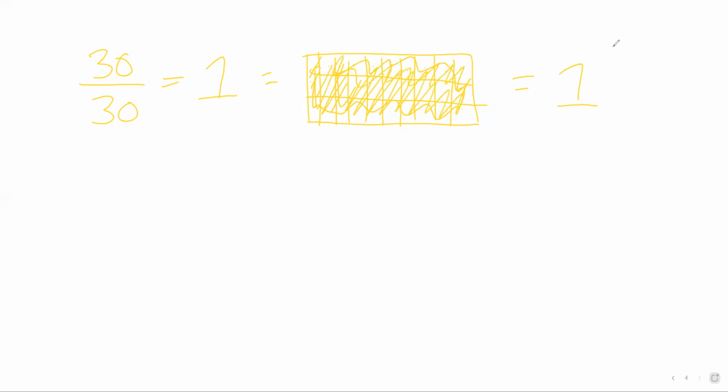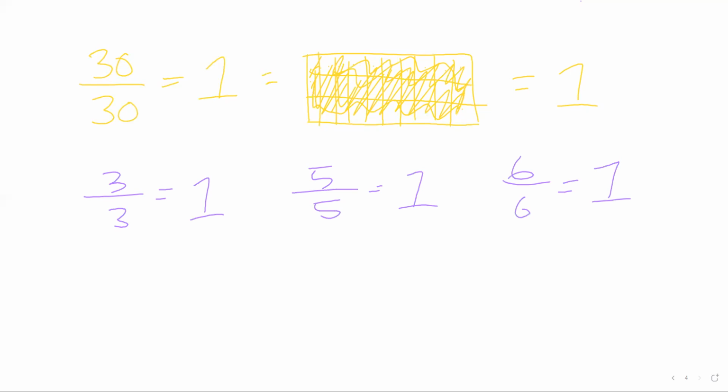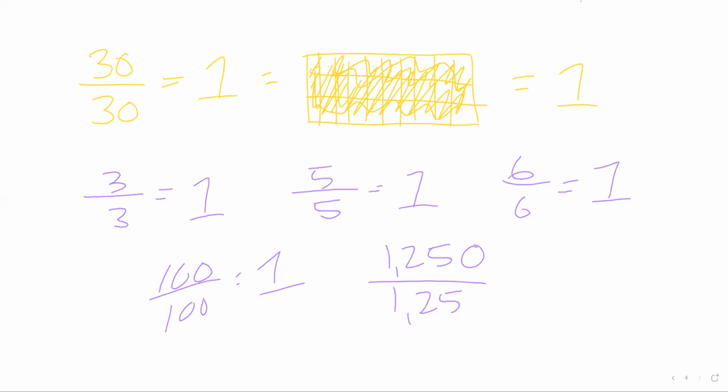So the whole trick here is that a fraction that's equal to 1 is really any fraction that has however many pieces it's cut into, and it has all of those single pieces. So 3 out of 3, actually I think we did that one, equals 1. 5 out of 5 is equal to 1. 6 out of 6, we probably already did that, equals 1. 100 out of 100, that equals 1. 1,250 out of 1,250 equals 1.